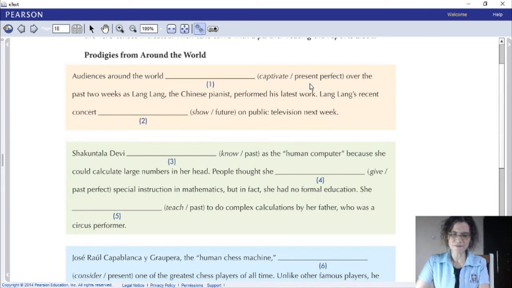Wow. And remember that this is done in the passive. So you have to use a what is that? A verb be. So if you look at captivate in the present perfect, what does it lead us into? Audiences around the world have been captivated over the past 2 weeks. Okay. Have been captivated.